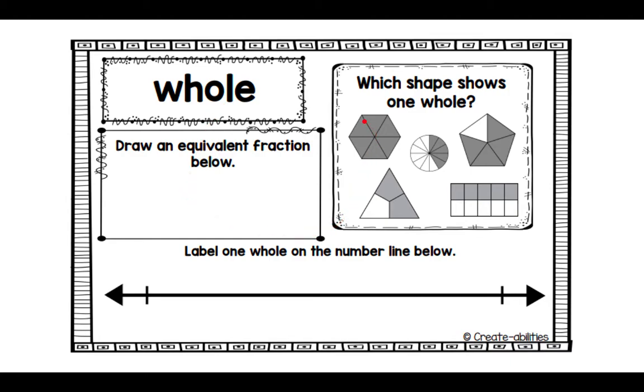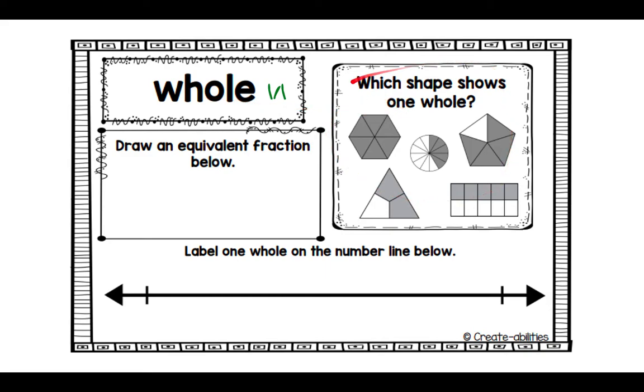So this whole time we've been talking about the parts of a whole. Well, what does it mean if something is a whole? Well, an example of a whole is 1/1, or 3/3, or 4/4. Where the top number is the same as the bottom number in the fraction, you have one whole.